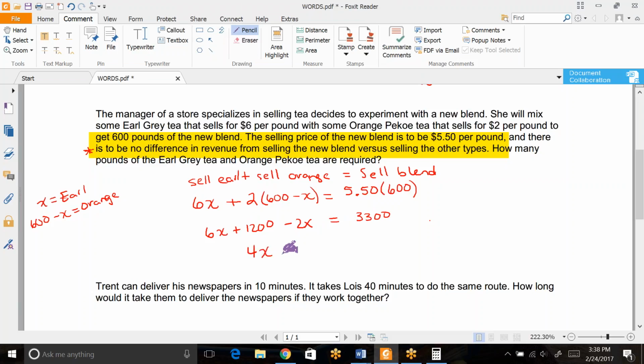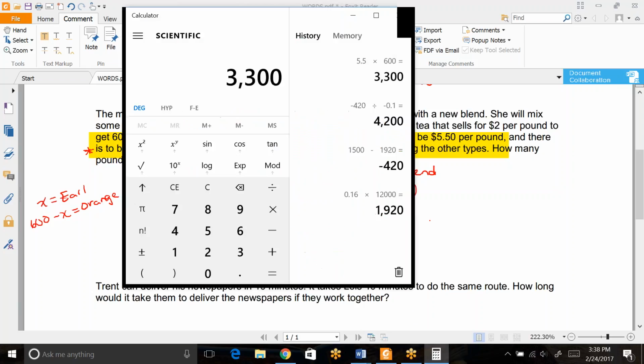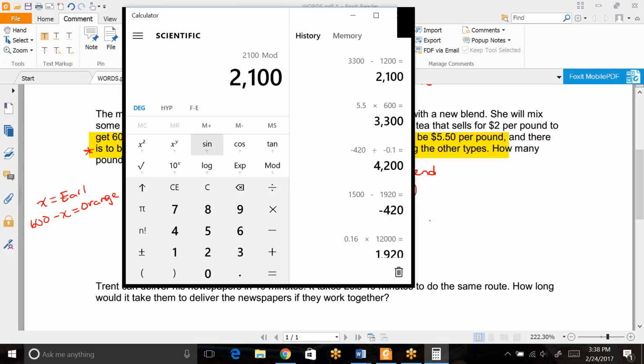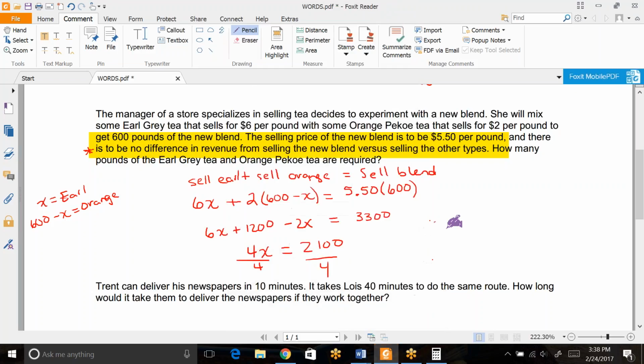Combine like terms, that's 4x. Subtract over the 1,200, and then we divide by the 4. So minus the 1,200 and divided, oops, I don't want that to be in mod. 2100 divided by 4, which is 525. So we need, that's for x, so 525 pounds of the Earl, and we will need 600 minus that, which is 75 pounds of the orange.